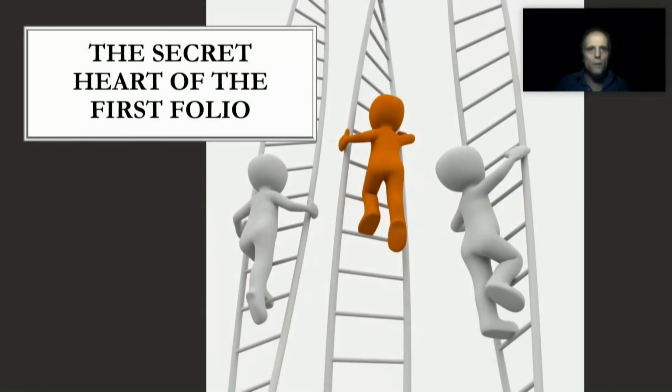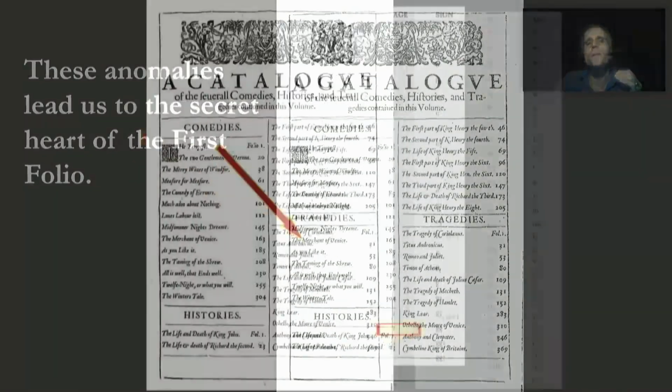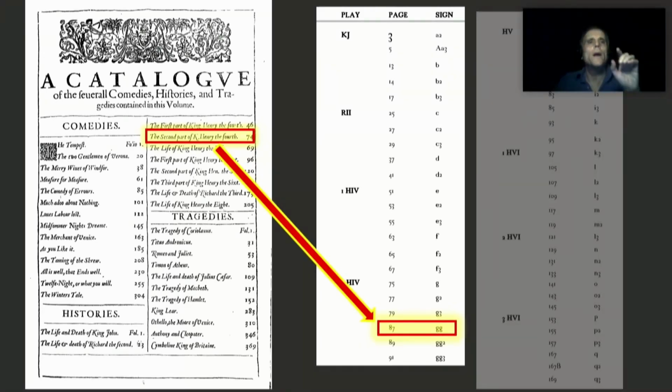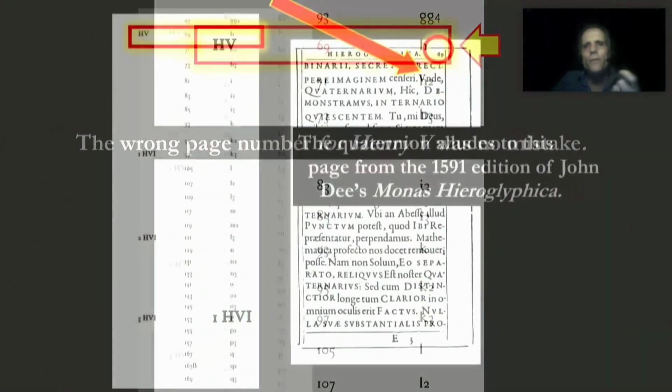On to the secret heart of the First Folio. These anomalies lead us to the secret heart of the First Folio. We need to go over a bit of what we have seen before we can continue. Recall that the Quaternion begins on page 87 in the second part of Henry IV, and that the wrong page number of Henry V was no mistake, because it serves a particular function.